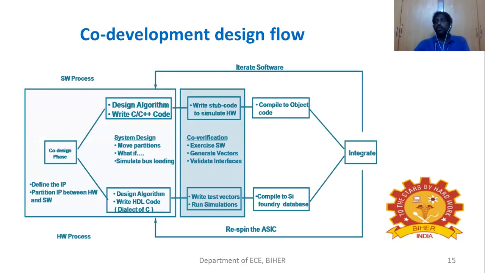So this is the code development design flow of an embedded system. We already explained about these things. A code design phase is concentrated on the hardware part as well as the software part. You can see here it is an iterative software process, and this is the respin of the ASIC. These are the features of your code development design flow. The final product is integrated in a chip itself.